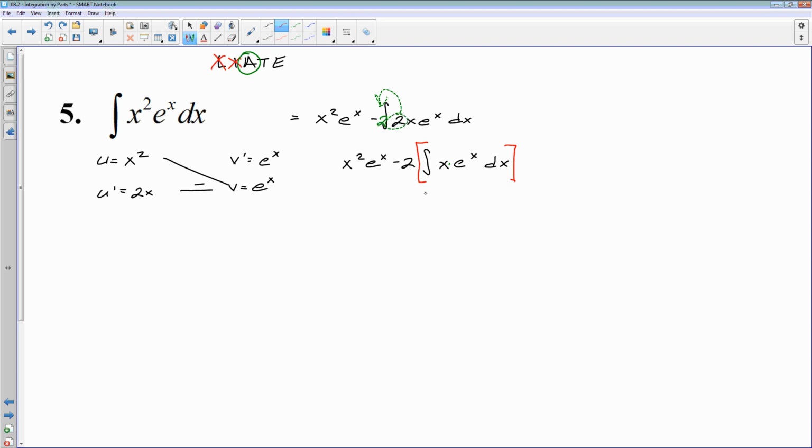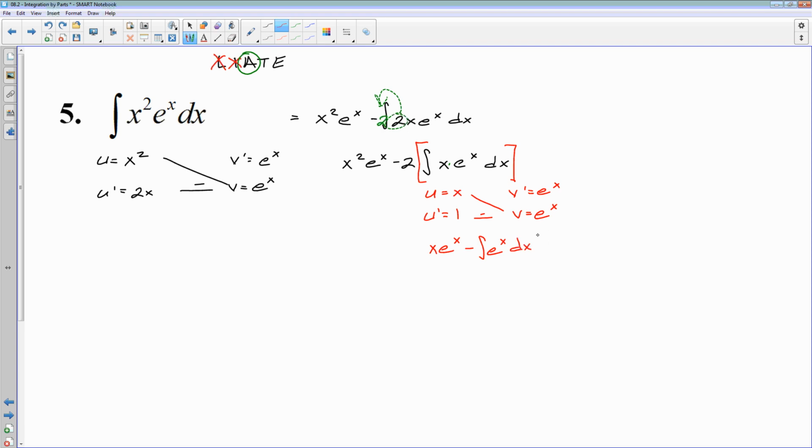So let's see. I would pick a u, the algebraic term, which is x. I would pick a v prime, which would be e to the x, and then we'll work this out with parts. The derivative of x is 1. The antiderivative of v prime is e to the x. And so I'll do u times v, so that'll be x times e to the x minus the antiderivative of 1 times e to the x.